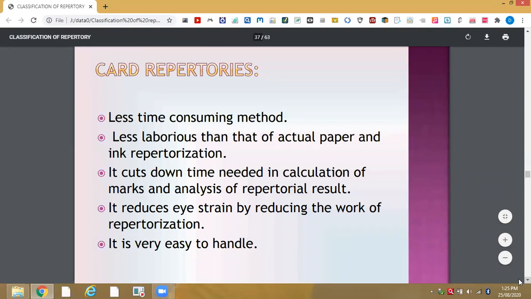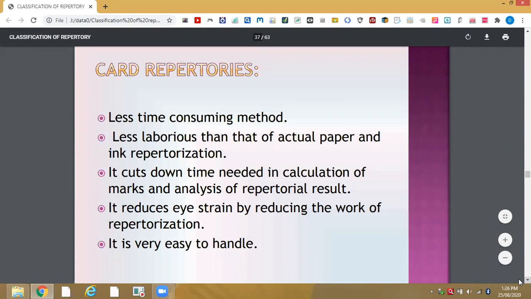So it is a very time consuming process, as well as the calculation, proper calculation, then proper analysis, proper evaluation, and proper forming of totality of the case is required, and then only we can reach towards the proper result of the repertorization. Okay, so it is a very laborious process, and also the physician who is going to repertorize the case should have the proper knowledge of repertorization.